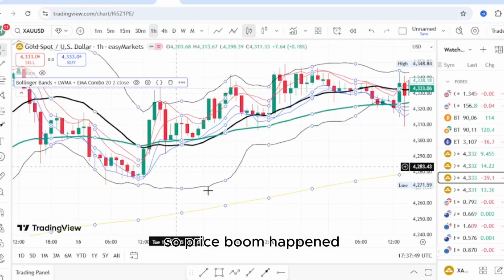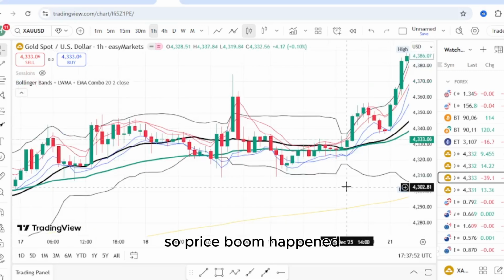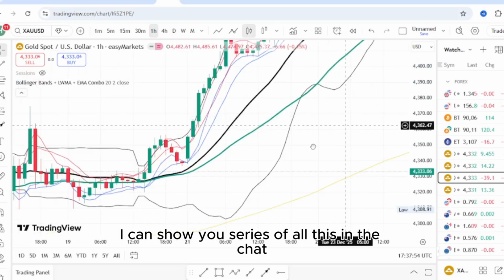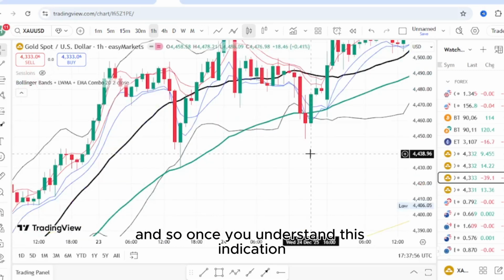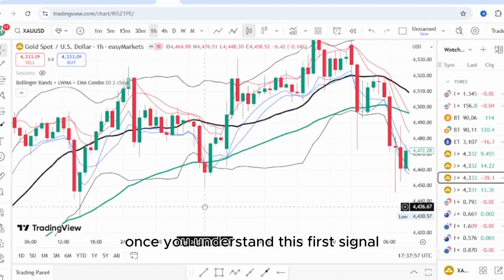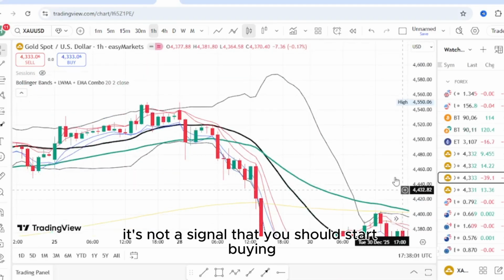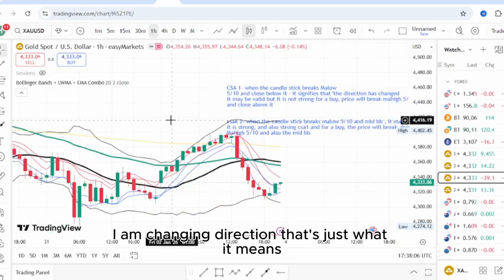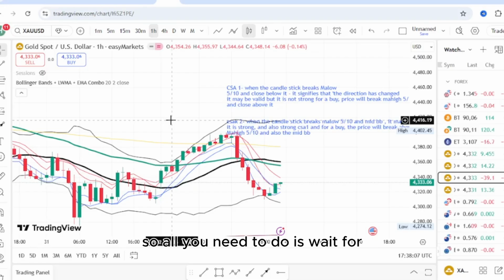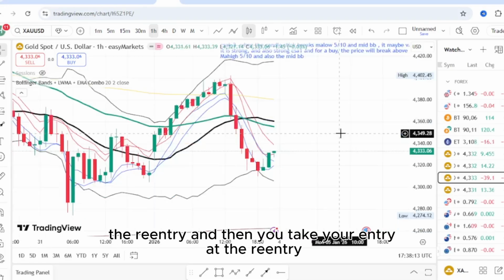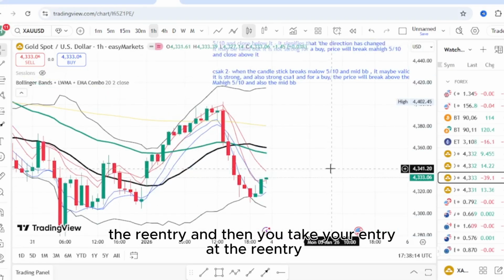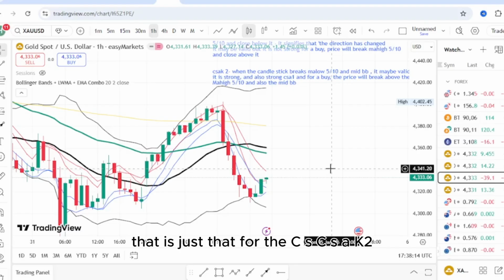Once you understand this first signal, it's not a signal that you should start buying. It's just an indication showing you that, look, I am changing direction. That's just what it means. So all you need to do is wait for the re-entry, and then you take your entry at the re-entry. That is just that for the CSAK2.